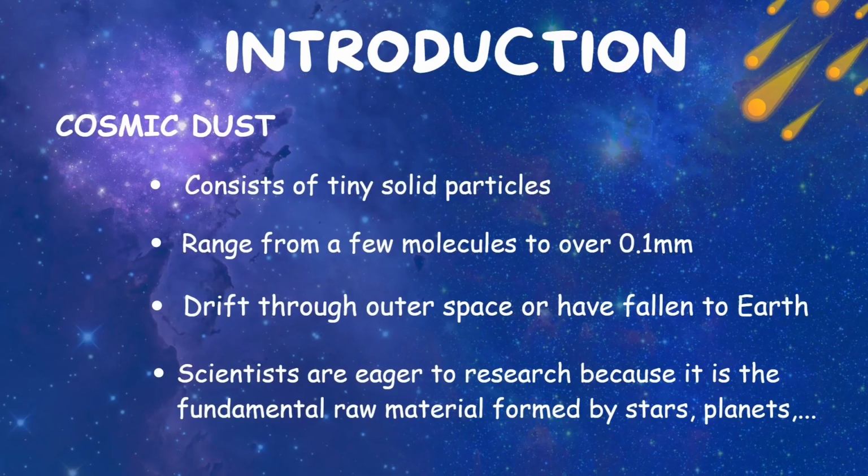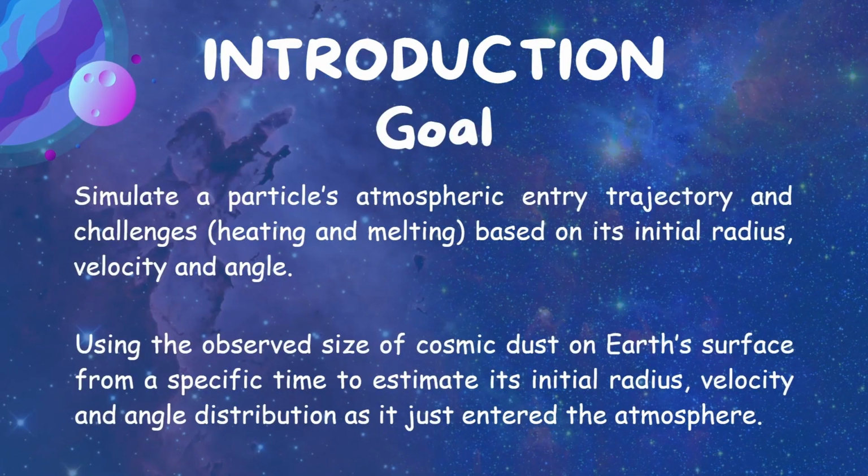Firstly, have a quick look at a brief overview of cosmic dust. It consists of tiny solid particles ranging from a few molecules to over 0.1 millimeter. It is the fundamental material for stars and planets. Therefore, scientists are eager to study it. Our project has two primary goals: simulate a particle's atmospheric entry trajectory and challenges based on its initial radius, velocity, and angle, and use the observed size of cosmic dust on Earth's surface to estimate its initial radius, velocity, and angle distribution as it just entered the atmosphere.